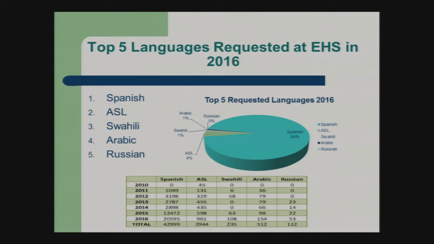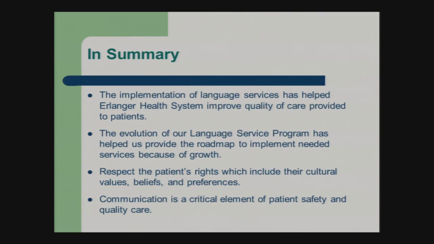These are the languages that we find here at Erlanger. So the top language, of course, the top demand is Spanish, and then American Sign Language, and then Arabic, Swahili, and Russian. You may wonder why Swahili, Arabic, and Russian. And that is because there are wars abroad, and refugees come to our country. We take our share here in Chattanooga.